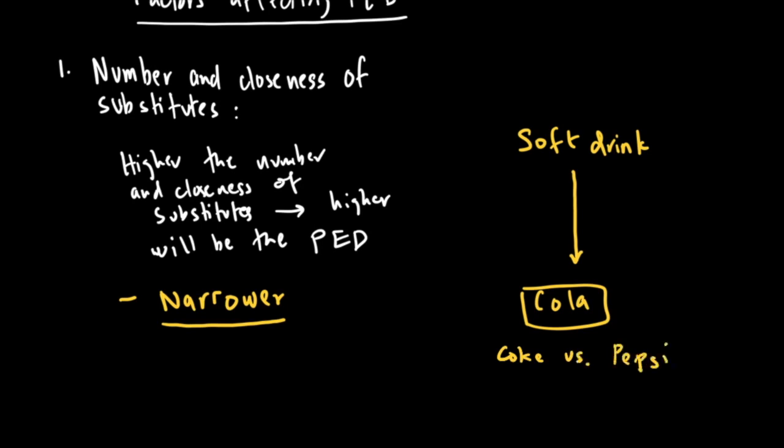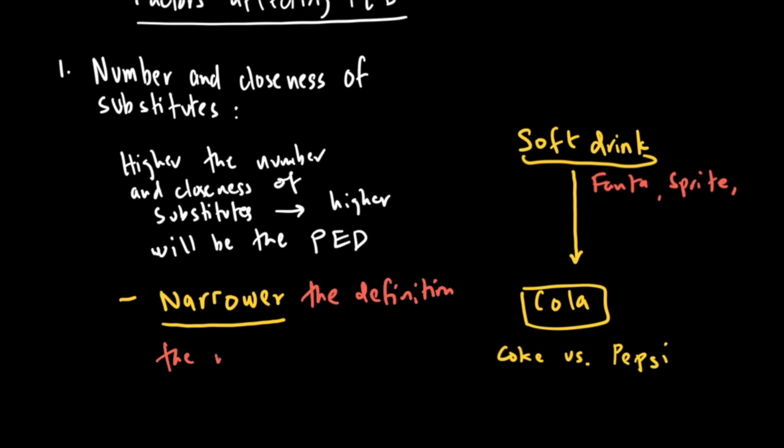But if you look at the soft drink market, Coke would have competition with Fanta, with Sprite, and with many other players. So the more narrow our definition, the lower will be the competition, and therefore the more inelastic will be your demand. So the narrower the definition, the more inelastic the demand.